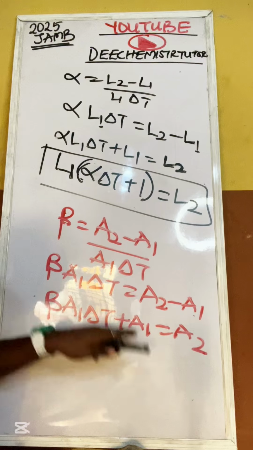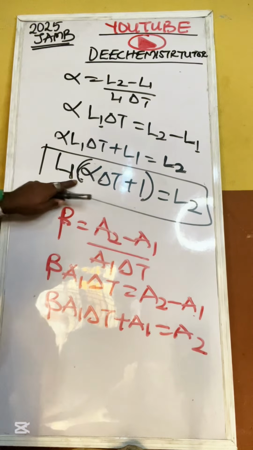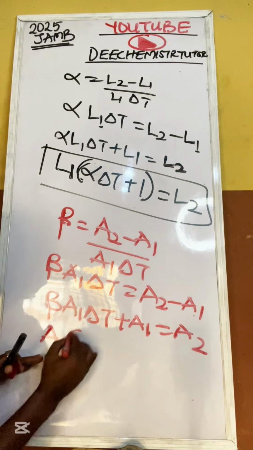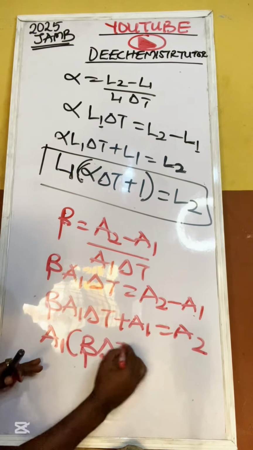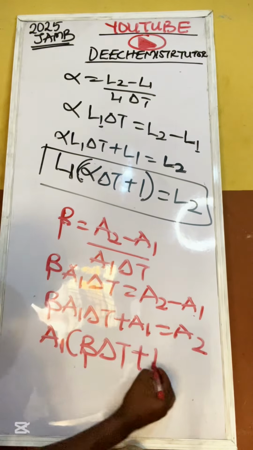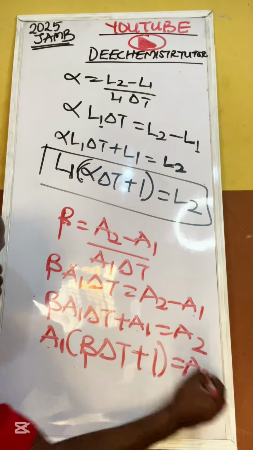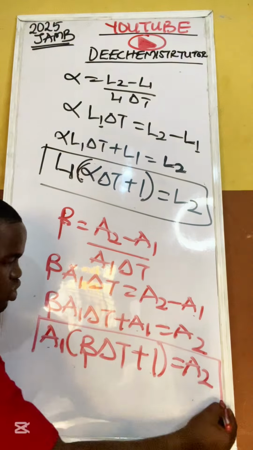So this is the equation. Make L2 the subject of the formula. Can you see? The same thing will happen. A1 is common into beta this plus 1. A1 times this will give me this, equals what? A2. This is another question that you must know.